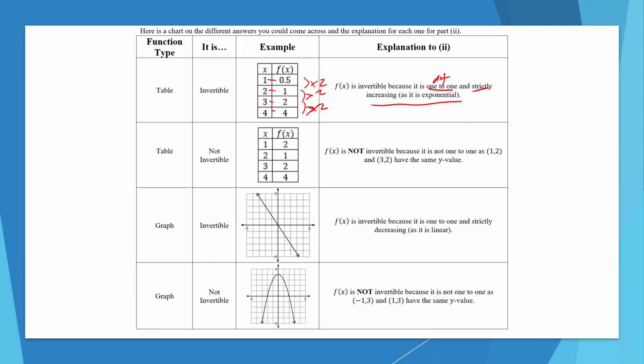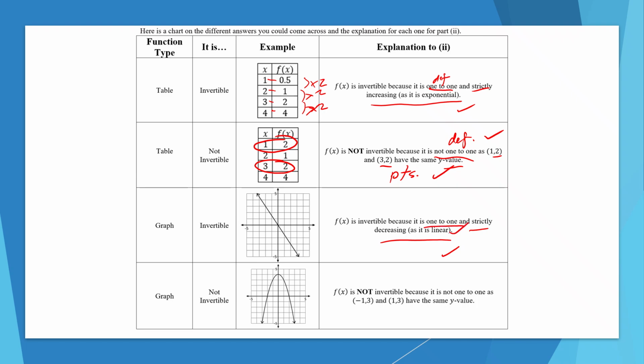If it is not invertible, here you would say because it is not 1 to 1, so that will talk about the definition. And then we need to give the 2 points that break the rule. So 1 comma 2 and 3 comma 2 have the same y value. That will give points, and so both of those would be good enough there. For number 3, this graph is invertible. So it's 1 to 1 and strictly decreasing, right, as it's a linear line. So that would be enough there.